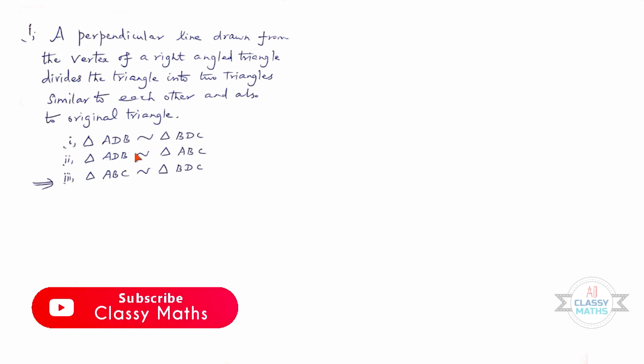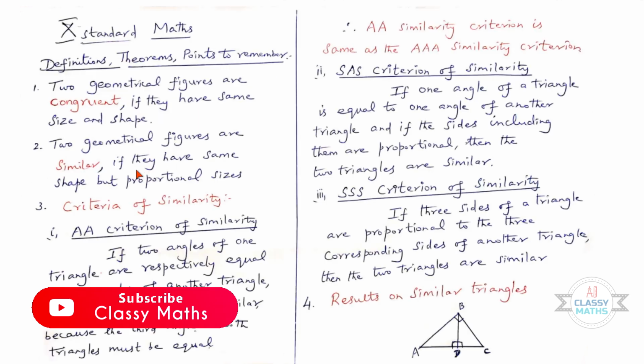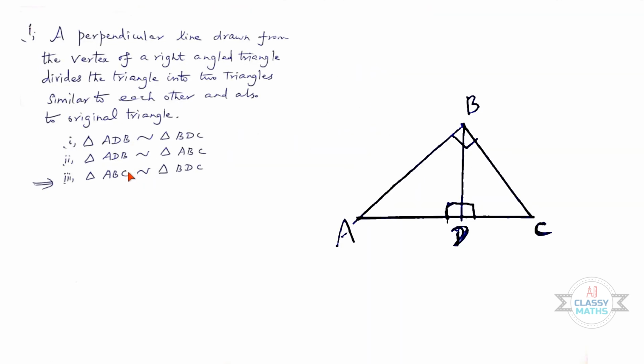So what are the three similar triangles in the previous diagram? First one, triangle ADB is similar to triangle BDC. Next one, triangle ADB is similar to triangle ABC, which implies triangle ABC is similar to triangle BDC.